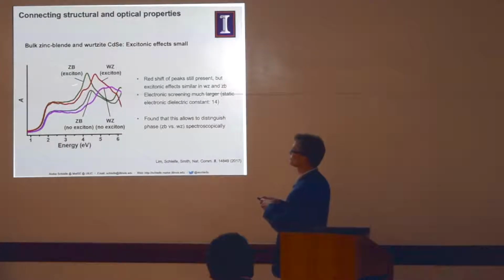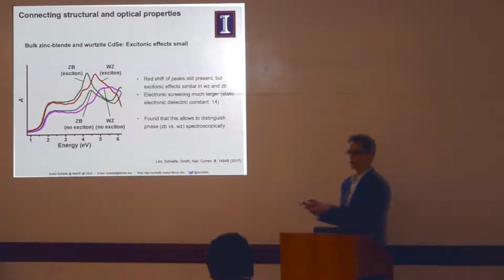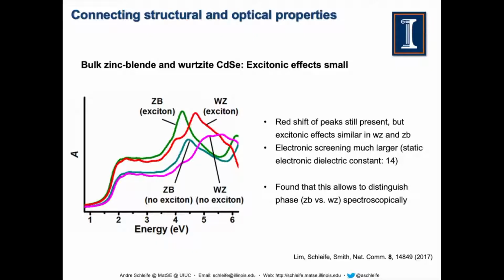Okay, so then the problem, of course, was this is bulk material, not a nanocrystal. And the second problem is, these calculations with excitonic effects from many-body perturbation theory are expensive, meaning we cannot easily study nanocrystals, because that makes the calculations a lot more expensive. We need a large supercell with many atoms, so that makes it computationally challenging. And so the first thing we did is we checked what happens if we turn off excitonic effects.